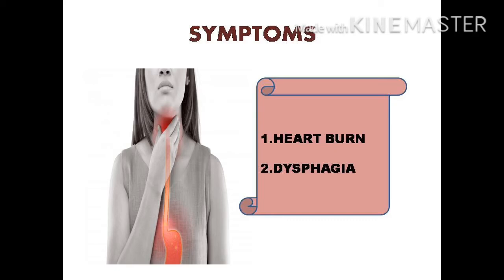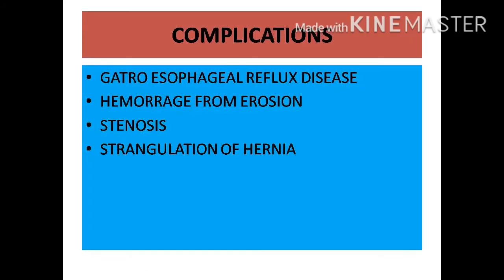Now the complications of hiatal hernia. The first one is gastroesophageal reflux disease, and the second one is erosion, because the acid backs up into the esophagus and causes erosion. Finally, hemorrhage, stenosis, that is narrowing of the esophagus, strangulation of the hernia, and the last one is regurgitation with tracheal aspiration. Patients with a history of hiatal hernia most commonly get admitted to the hospital for some respiratory problem.